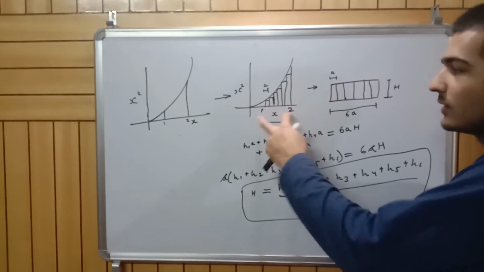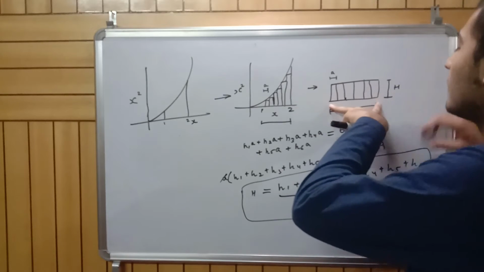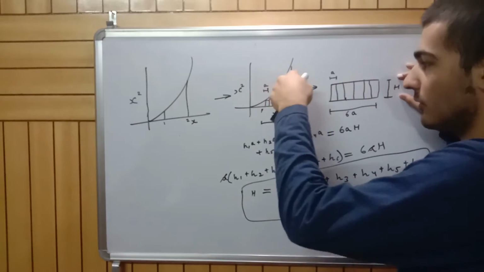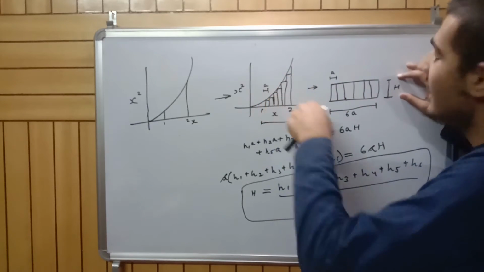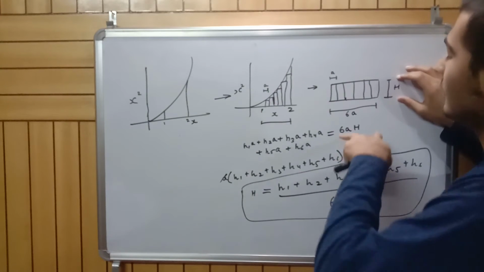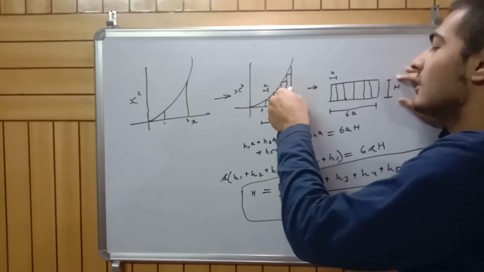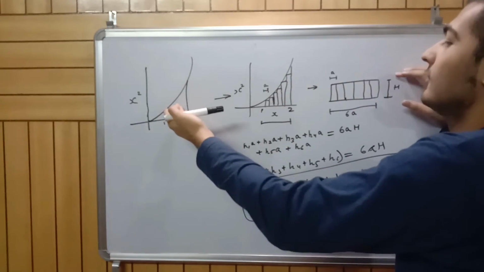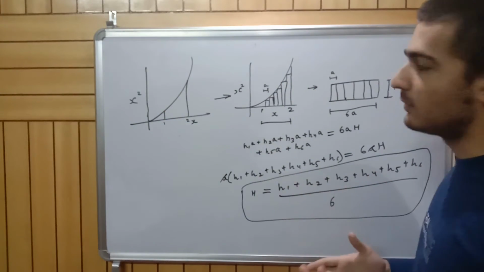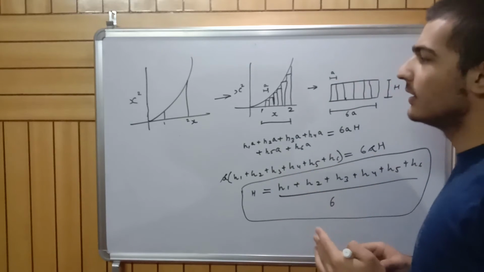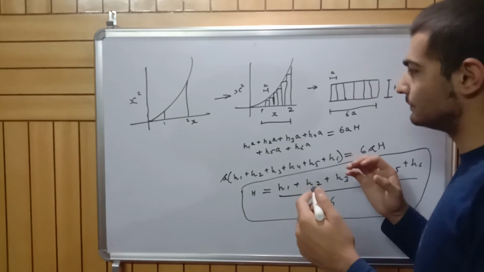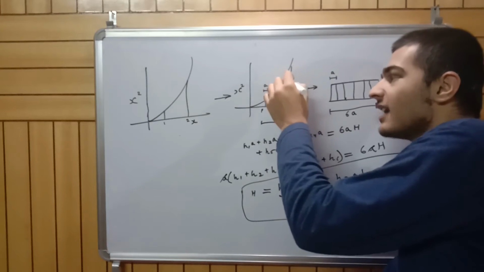2 minus 1, 1. So we know the width, and we can find h by finding the average of all these heights. And if we know the height and the width, we can find the area of this rectangle, and by that we can find the area of this, which is equal, and then we can find the area of this, and we solve our problem. So our whole problem narrows down to finding the average height of all of them.